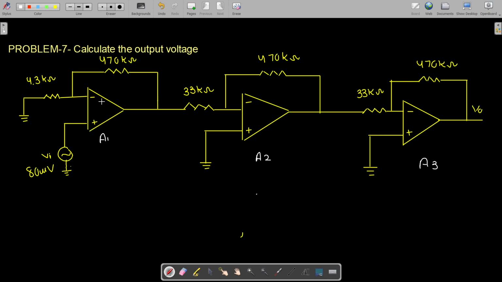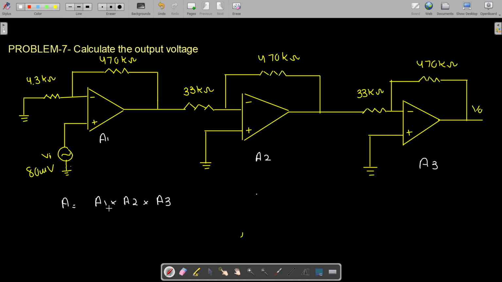And if you can see over here, this is your inverting op-amp because whatever the voltage is, that is applied to the negative side. And again this is your inverting op-amp because whatever the voltage is applied to the negative side. So A1 is your non-inverting op-amp, and we know the gain of a non-inverting op-amp. Because these are cascaded, I can say that the overall gain will be the multiplication of these three.